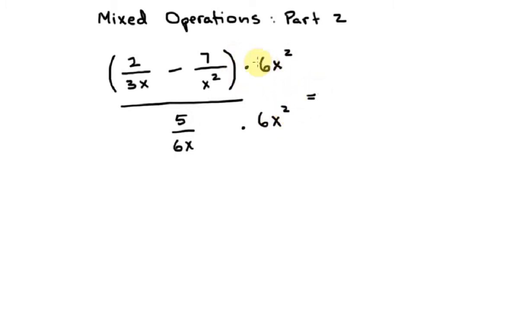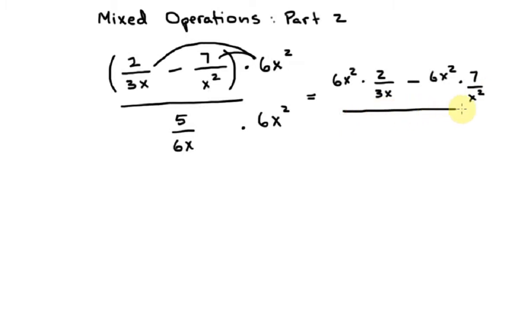We're going to have 6x squared times the 2 over 3x. And then I'm going to have 6x squared times the negative 7 over x squared. So, you know, if you're in any doubt, just write it out. You've got this guy times this stuff. And then you have minus the 6x squared times 7 over x squared. Just write it out so you can totally see what's going on.